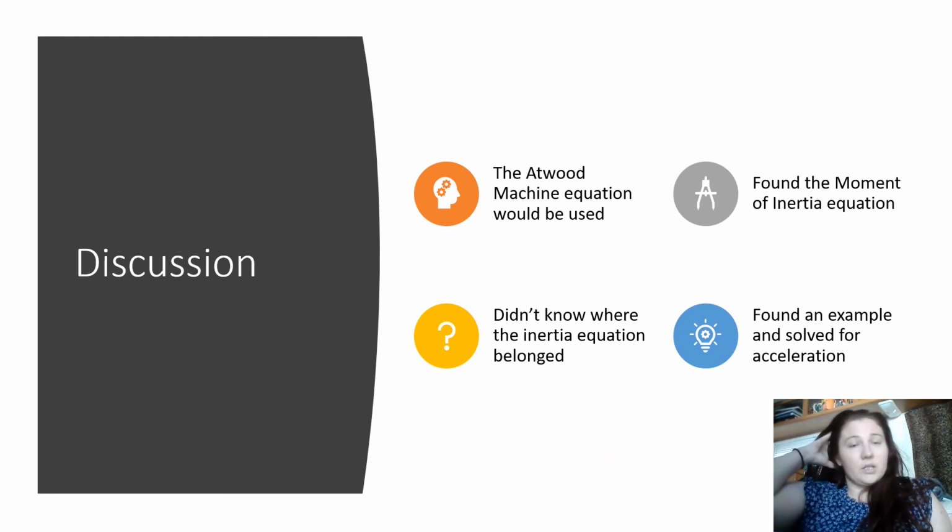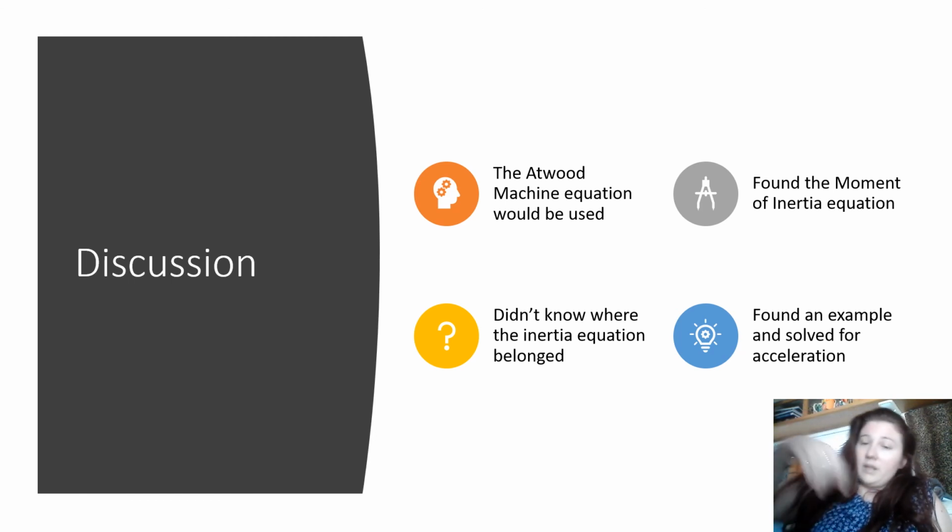For discussion, my lab mates and I knew that the Atwood machine equation would be used. We found the moment of inertia equation, but we didn't know where that equation belonged. So we were able to find an example on the internet, and we were eventually shown how to solve it. So we solved for acceleration. We weren't off. We had an idea. We didn't know exactly where.